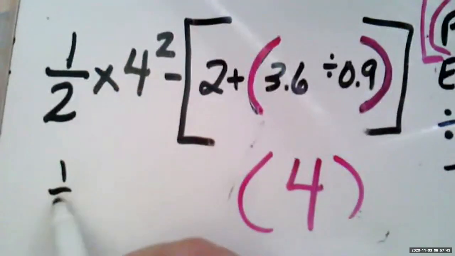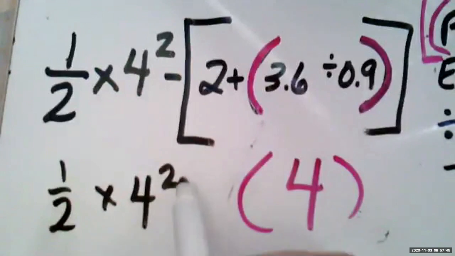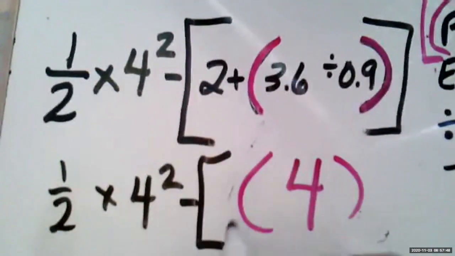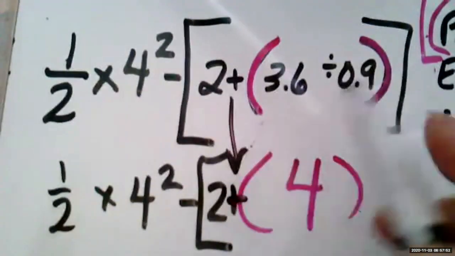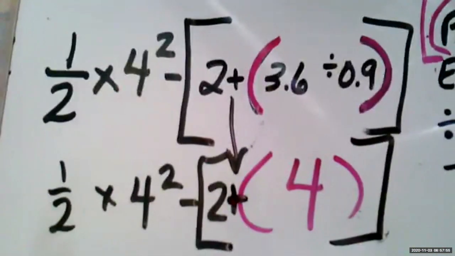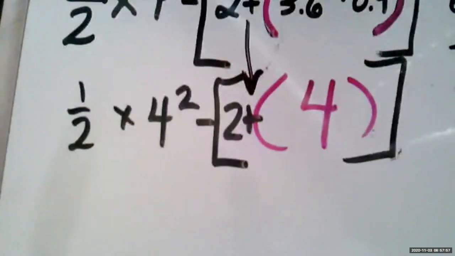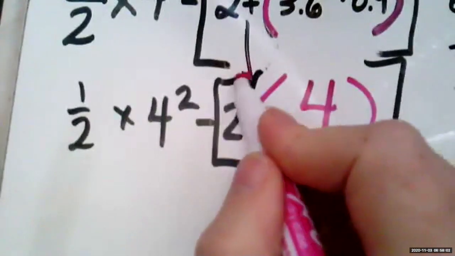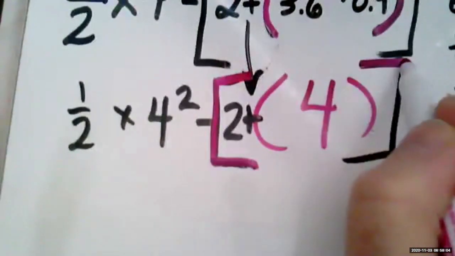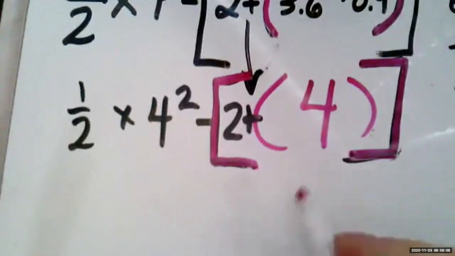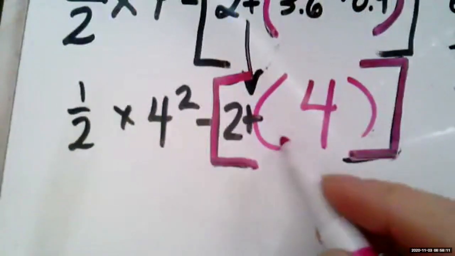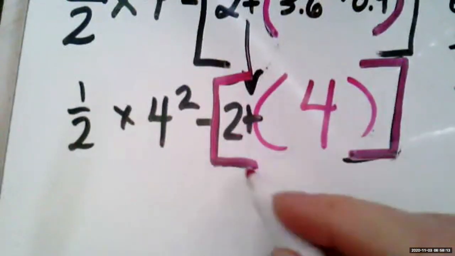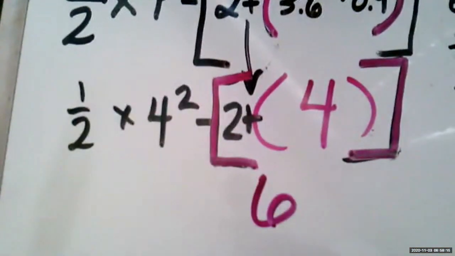All right, you have 1/2 times 4 to the second power minus the bracket 2 plus, because there's a plus sign there, so 2 plus 4, and close the bracket. Okay, next step. Remember, parentheses, a bracket is like a second set of parentheses in the same problem. So we're going to look at this bracket and say, hey, 2 plus 4, that's not bad. I could do that one in my head. 2 plus 4 is 6, okay?